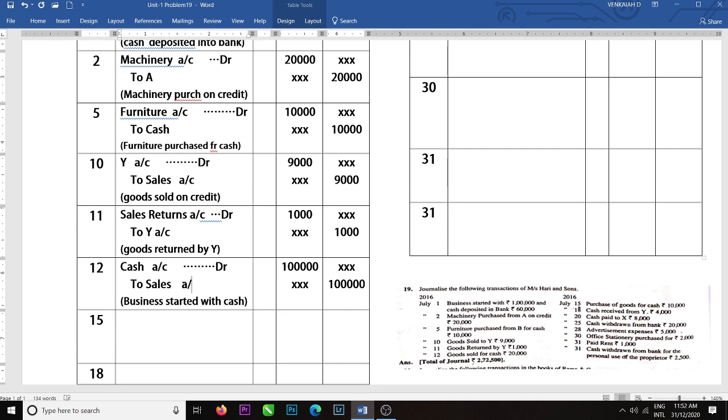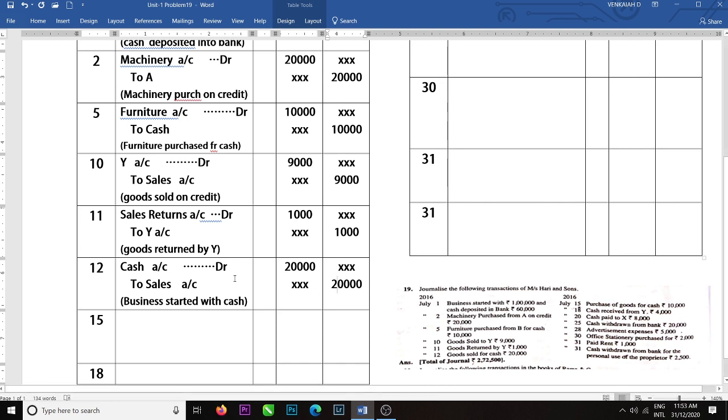Sales account. And these goods are sold for cash. When I sell goods for cash, I am getting cash. Cash is coming in, so cash is debited. So now the entry is: cash account debit to sales account.